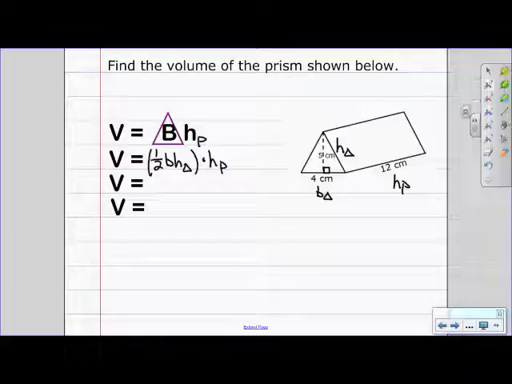And so now I can start substituting. So I have 1/2 the base of my triangle, which is 4 centimeters, the height of my triangle, which is 5 centimeters, times the height of my prism, which is 12 centimeters. Now I can take all of this algebra and put it in my calculator all as one, to avoid computation errors. So let's see what that will look like in my calculator.